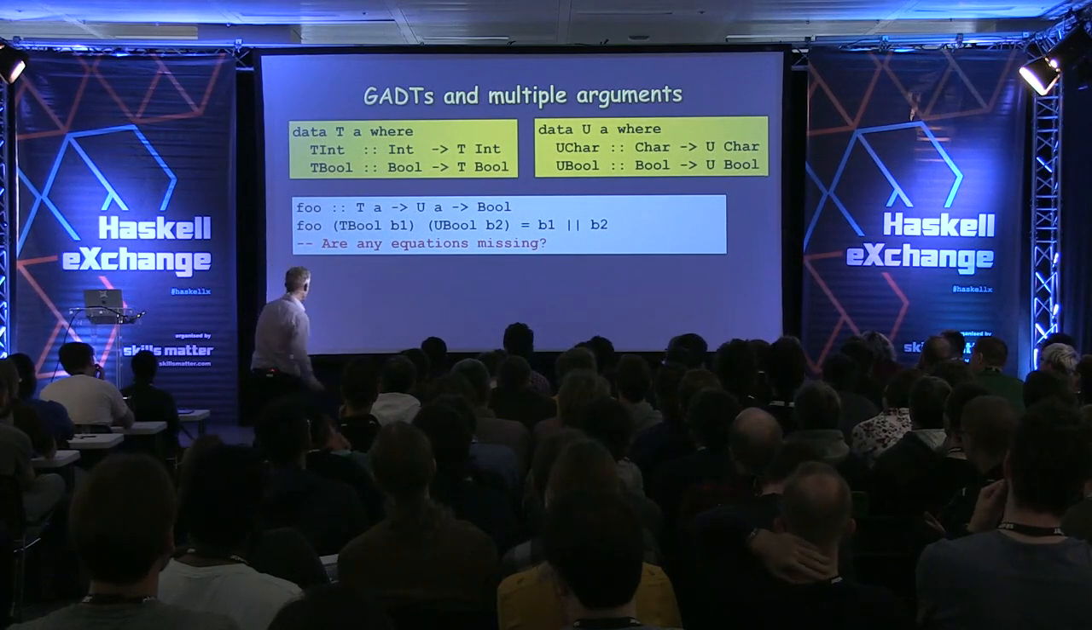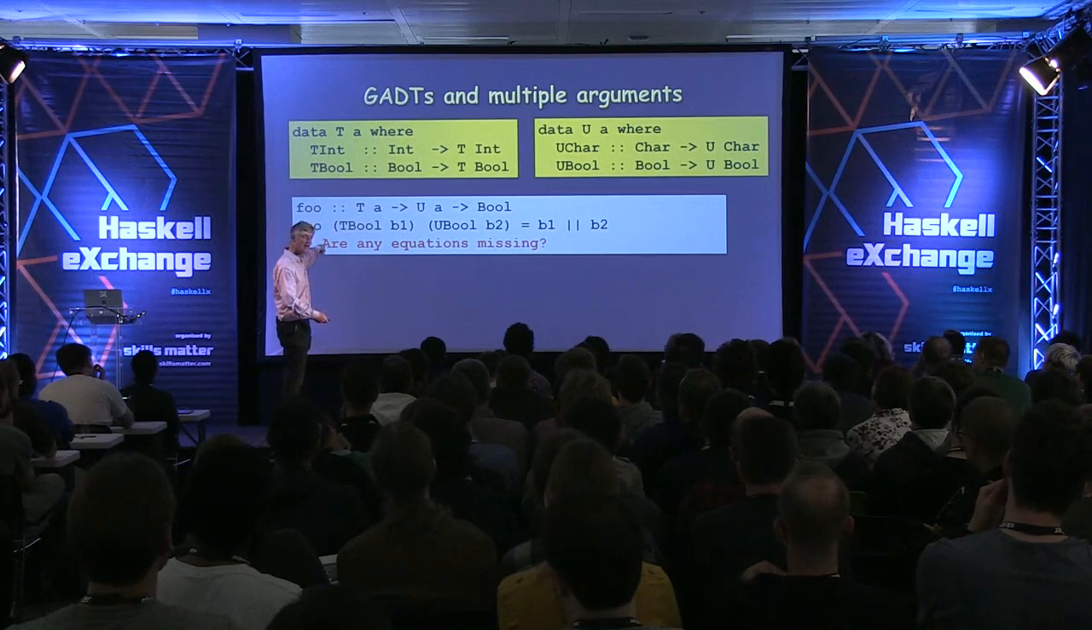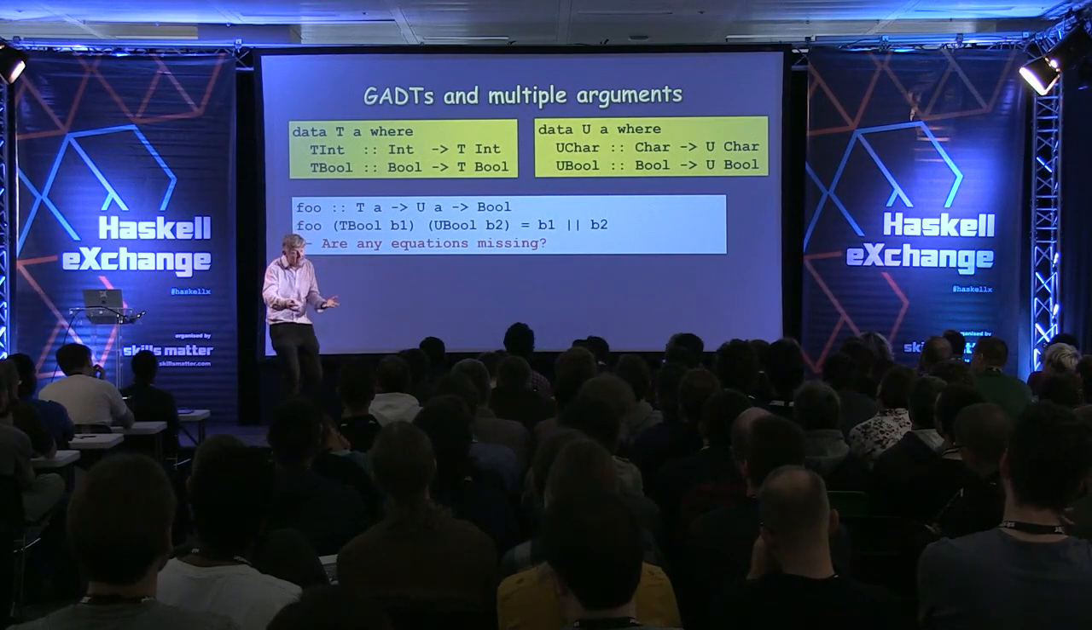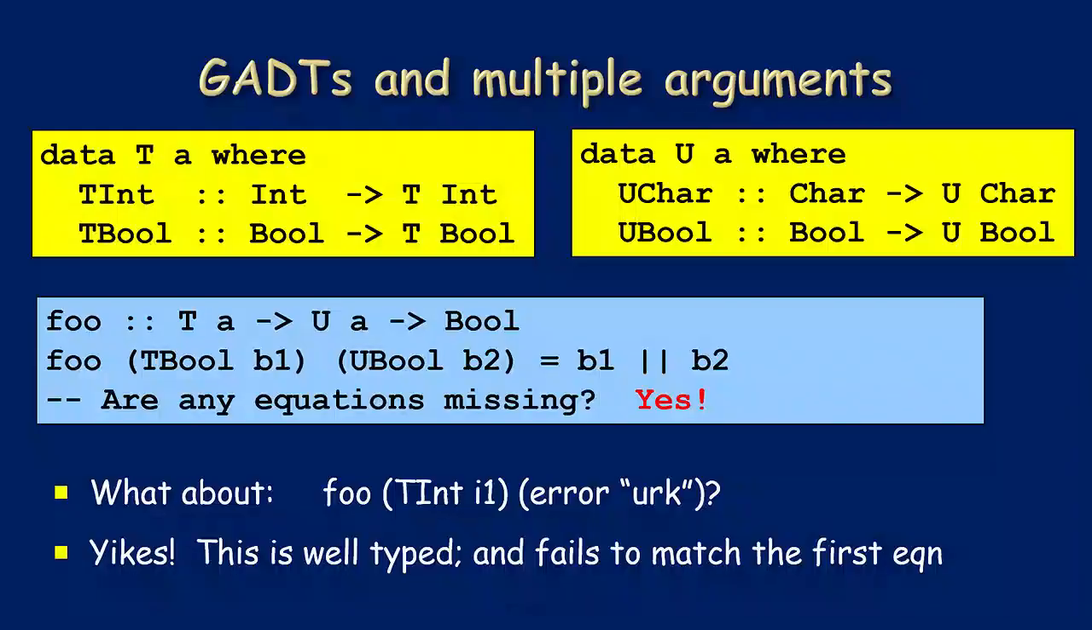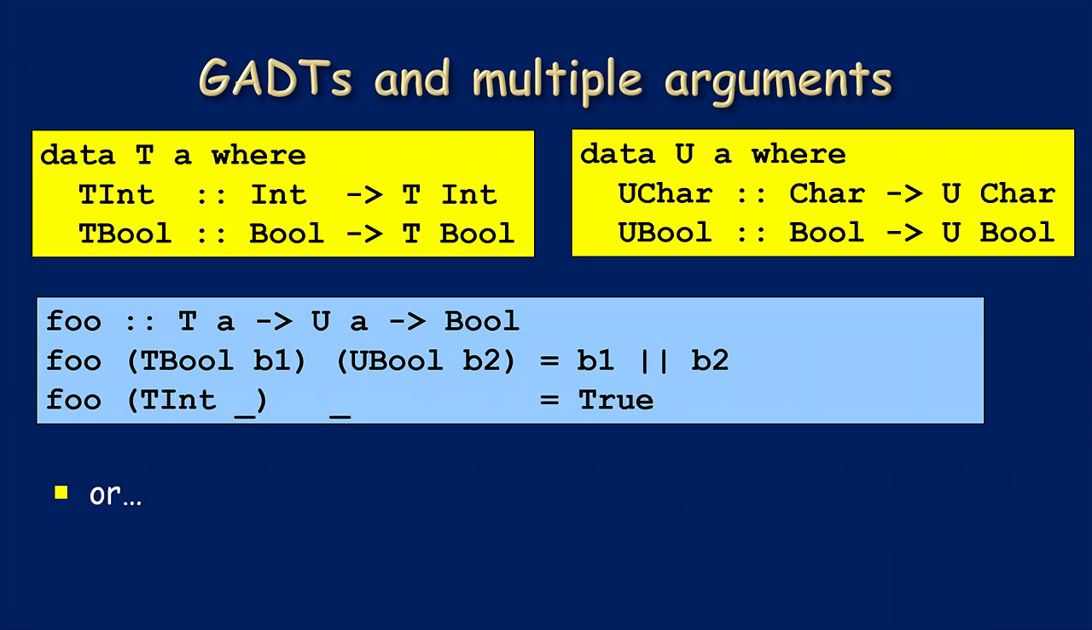You're saying there are equations missing, and I can show that by saying, suppose you call f of T-Int and bottom. And in fact here it is. And indeed this call is well typed. It's not rejected by the type checker, because this has type T of Int and this has type U of Int, even though there is no U of Int data constructor. And yet it's a bit annoying because I don't really need any pattern matches. So it's as if I've got to write something like this.